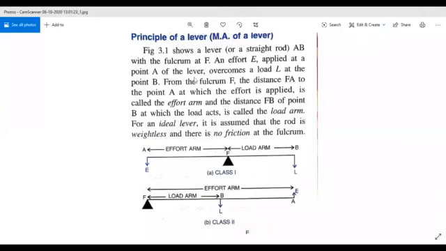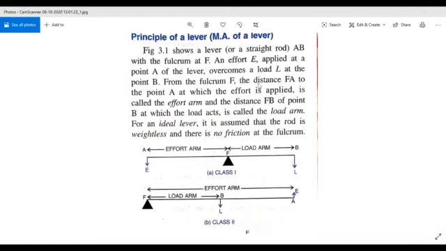Okay, students, now we will study about the principle of a lever, or the mechanical advantage of a lever. So this figure 3.1 shows a lever AB with the fulcrum at F. You can see it, AB with the fulcrum at F. And effort E is applied at a point of the lever. See here, effort E is applied at this point, and it overcomes the load L. Load is here, so this effort is overcoming the load at point B.